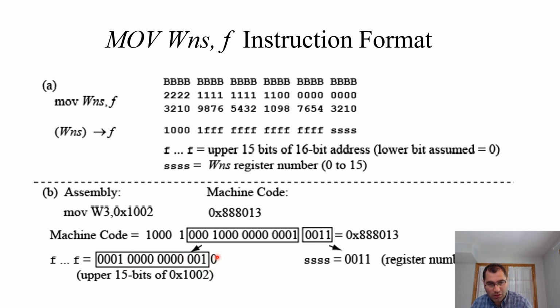You ignore this 0 here, and then you take the rest and put it here. It's like you have 15 FFFF, so then you put it there. And then you have SSSS. Again, it's a working register, W3, and for 3 that's 0011, and that's it. So that's the machine code in binary, right? So 24-bit machine code in binary, and if you want to convert it to hexadecimal, you can just group the bits by 4 by 4, and then convert to hexadecimal, and that's what you get.